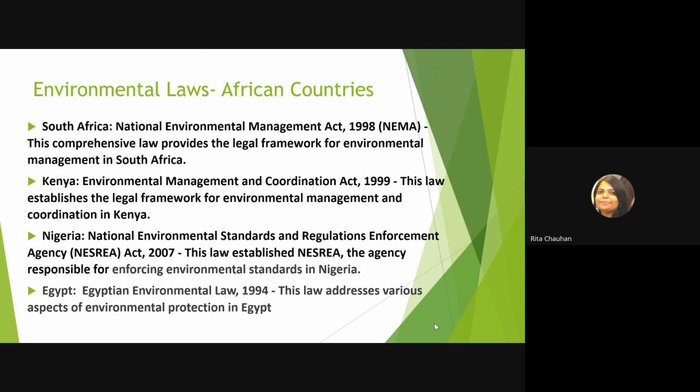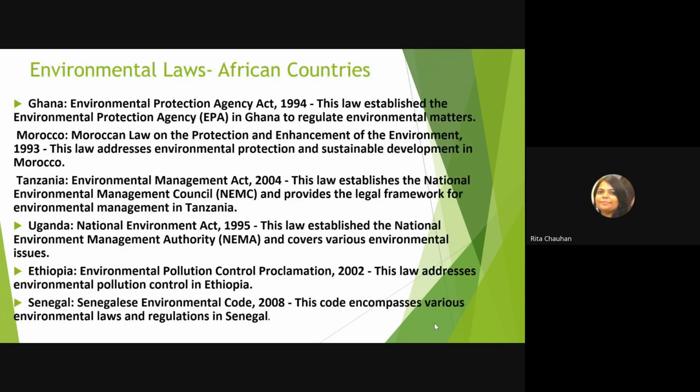The Egyptian Environmental Law of 1994 looks after all the major aspects of environmental protection in Egypt. Then in Ghana, we have the Environmental Protection Agency Act of 1994. It regulates all the environmental matters. Then in Morocco, we have the Moroccan law on protection and enhancement of the environment. This again looks into environmental protection and sustainable development in Morocco.